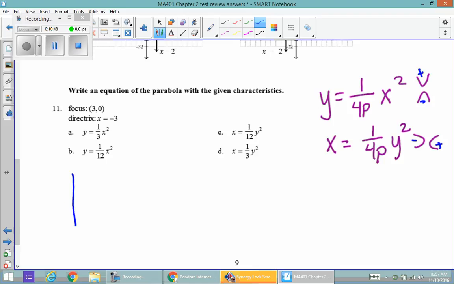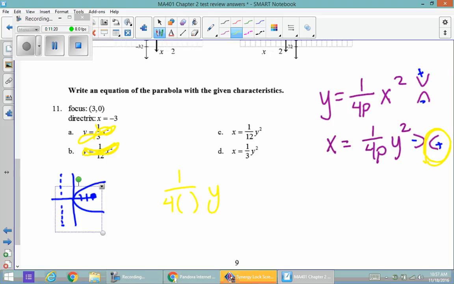So let's see where this focus is. It's right here at (3, 0). 1, 2, 3. And the directrix is at x equals -3, so it's right here. So it's going to be like this. So we just talked about what we need. That means it's this graph here. So it's going to be positive and have a y squared. And then the formula says it's 1 over 4p. So what is p? Well, just count it. How many does it take to get there? 1, 2, 3. So it's 3, and so it's 1 over 12. Just like that, guys.